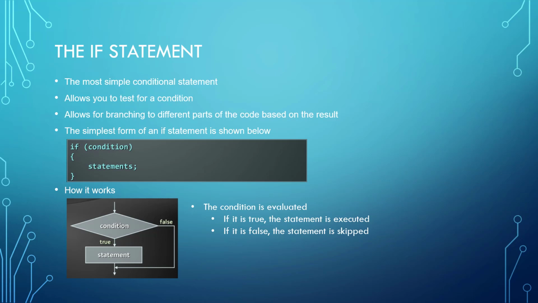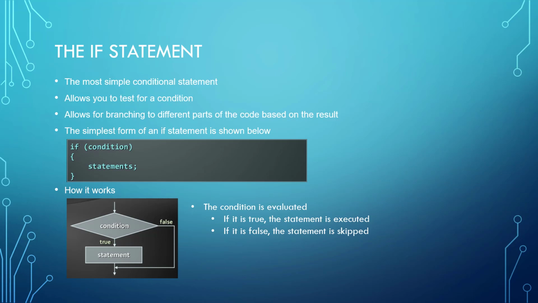So most often these conditional operators and logical operators are used with conditional statements. The most simple conditional statement is the if statement. What it does is it allows you to test for a condition, and then it allows for branching to different parts of the code based on the result coming back from testing that condition.